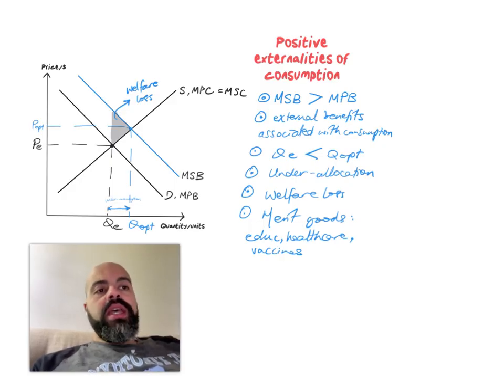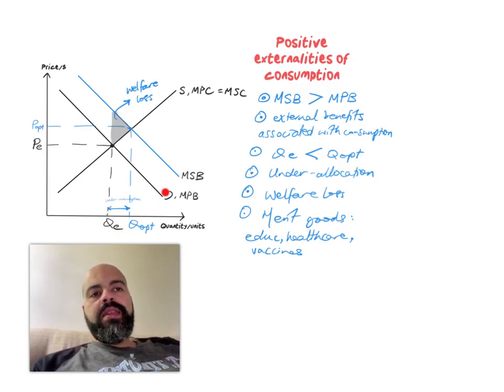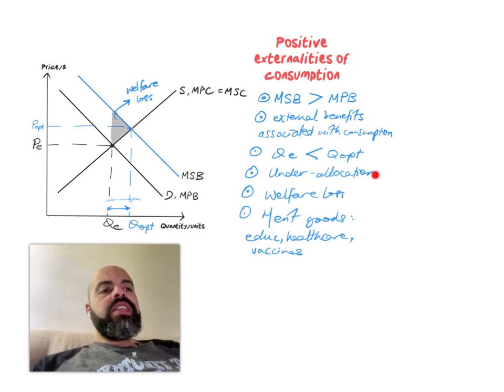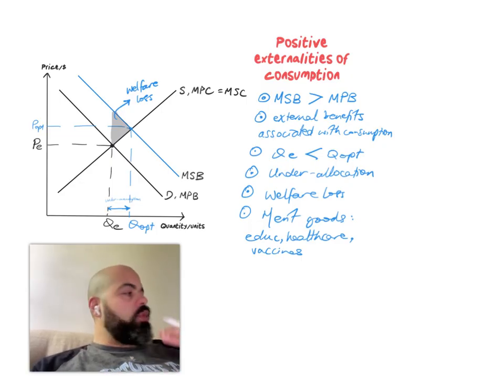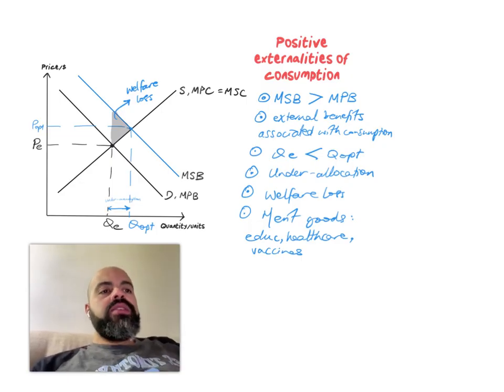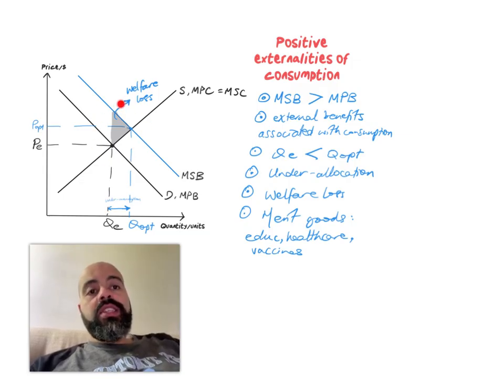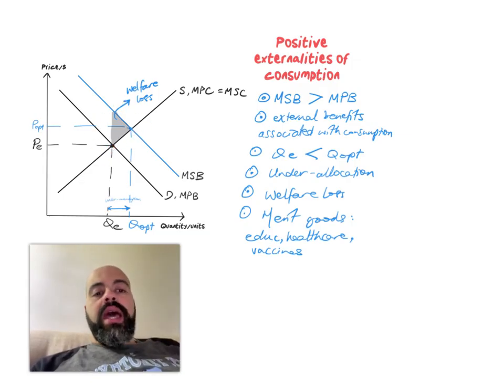As a result, the equilibrium quantity provided by the market, QE, which is the intersection of MPB, the demand curve, and MPC, the supply curve, is less than the socially optimum quantity Q opt, which is the intersection of MSB and MSC. Therefore, there's an under allocation of resources. Society is consuming less of that product than what is ideal from society's point of view. There's an under allocation of resources, and there's a welfare loss, which is this triangle from QE to Q opt. Positive externalities of consumption are associated with merit goods, so education, healthcare, and vaccines.